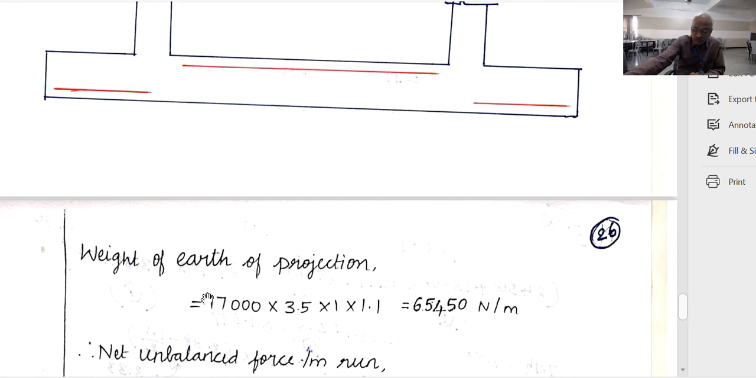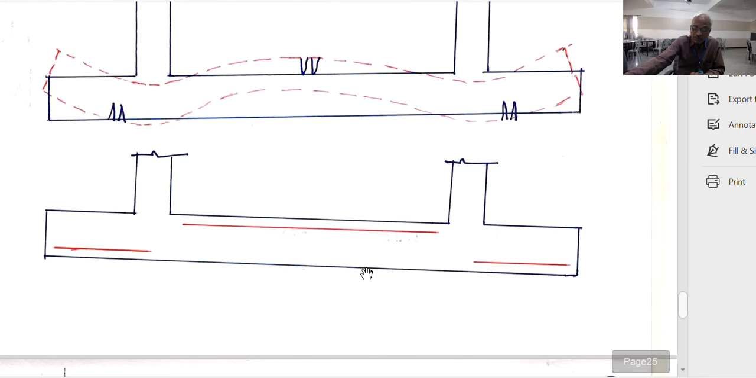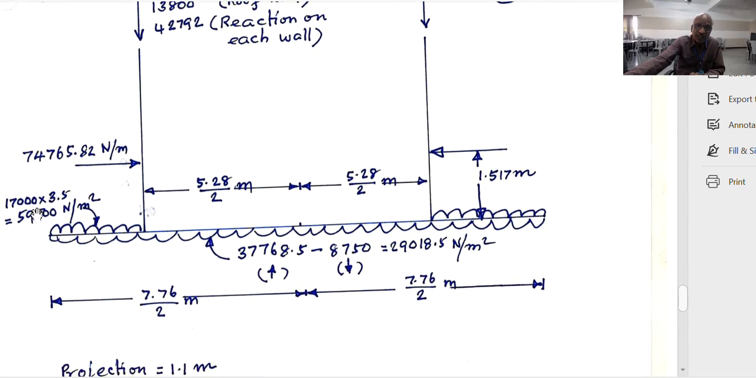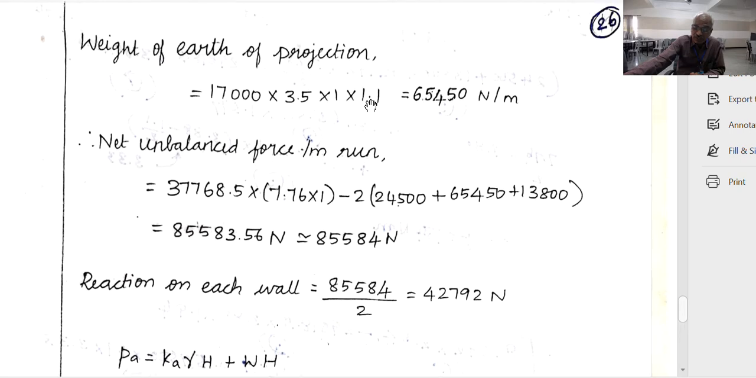Right. Now weight of earth on the projection equal to 17,003.5 into 1 into 1.1. That is the total pressure. But per square meter, it is only 17,003.5. This value will be available in the calculation, so you need not get confused. This is per square meter. This is considering the width of the projection also, it is 1. So on seeing this value, one need not get confused.